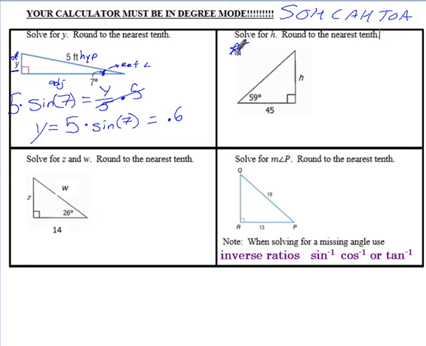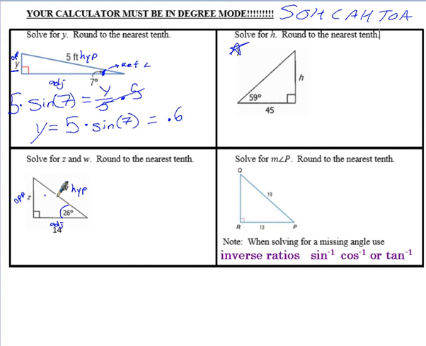This problem here I'm going to leave open for you to try out on your own. The next problem has two variables, so we're going to take a moment to solve for both of these variables. So here's 26 degrees. I'm going to mark that as my reference angle. If this is my reference angle, I'm going to make Z opposite. That's going to make 14 adjacent, and that's going to make W my hypotenuse.